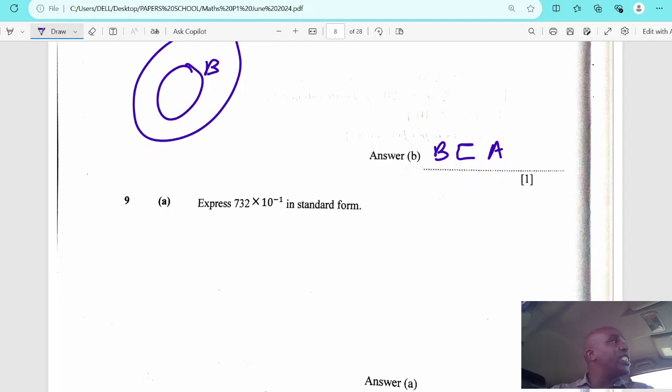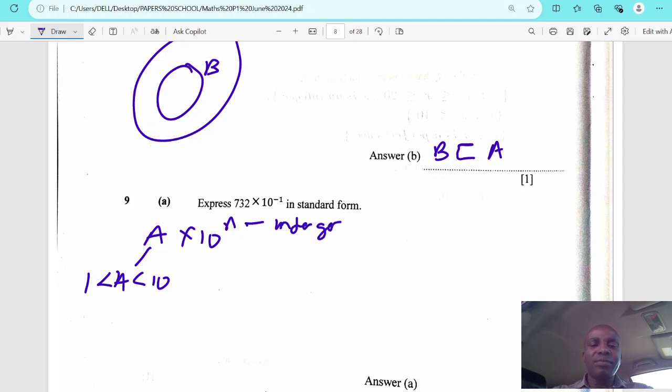Then express this one in standard form. Standard form is A times 10 to the power n, where A is a number between 1 and 10, and n is an integer or a whole number. It can be negative or positive as long as it's an integer. So my A here, look, this one 732. For it to be a number between 1 and 10, your comma is supposed to be between 7 and 3, so that it will be 7.3. That's a number between 1 and 10.